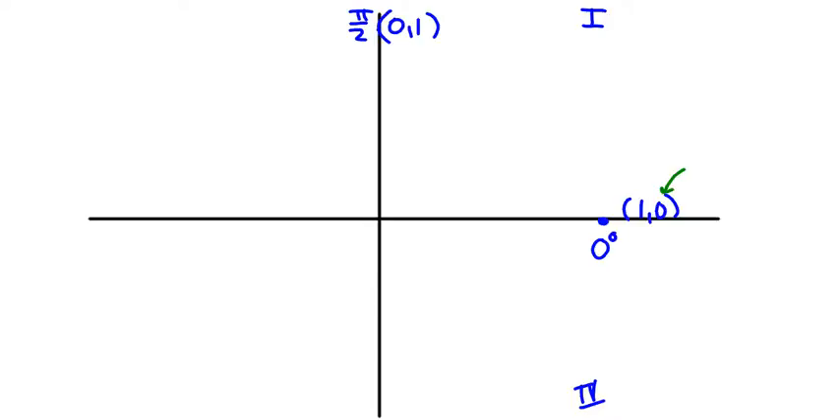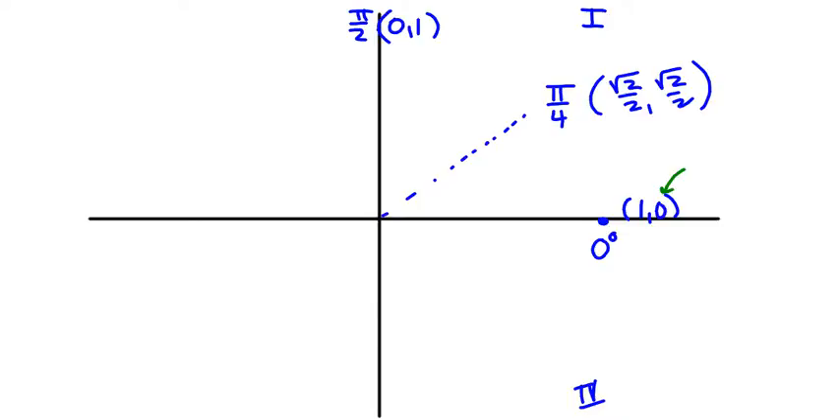Now I'm going to split that first quadrant in half. Pi over 4, or 45 degrees. That ordered pair is square root of 2 over 2, comma square root of 2 over 2. The sine of pi over 4 is square root of 2 over 2.